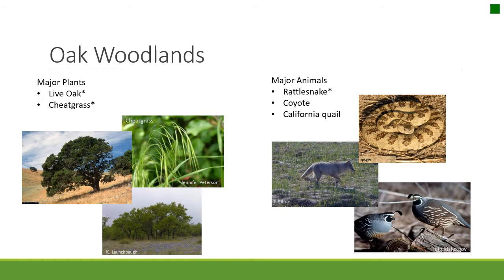What kind of animals might you see in the oak woodlands? You might not expect to see rattlesnakes, but they're actually quite common in the oak woodlands. Coyotes wandering through, and I've also pictured California quail here because they would be important in the oak woodlands of California.